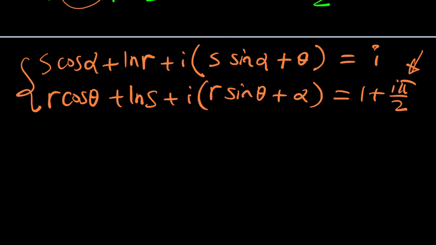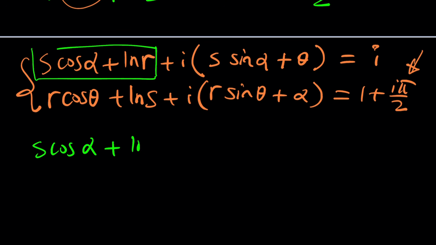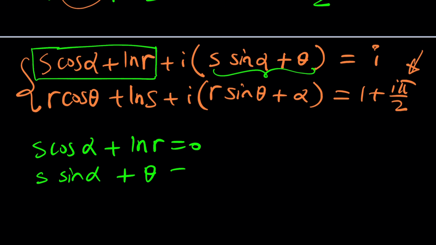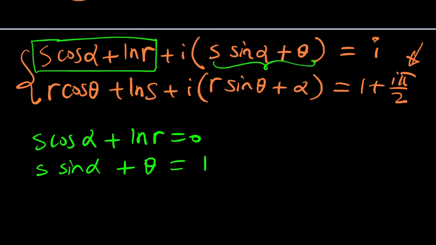Now, we're going to go ahead and compare the real parts. So this part is 0. As you can see, s cos α plus ln r is 0 because there is no real part on the right-hand side. And this is supposed to be 1. So s sin α plus θ is equal to 1. Great. So we've taken care of the first equation. And now we're going to use the second equation and write another system. Notice that each of these equations, because they're complex numbers, turn into a system. So we end up getting 4 equations. That's the cool part, right?